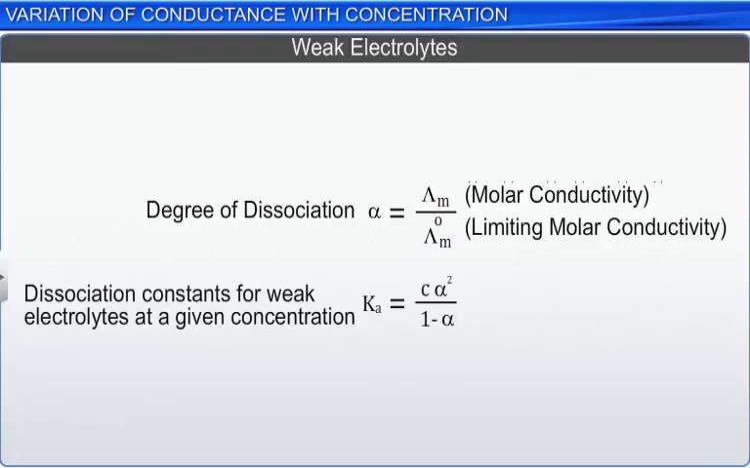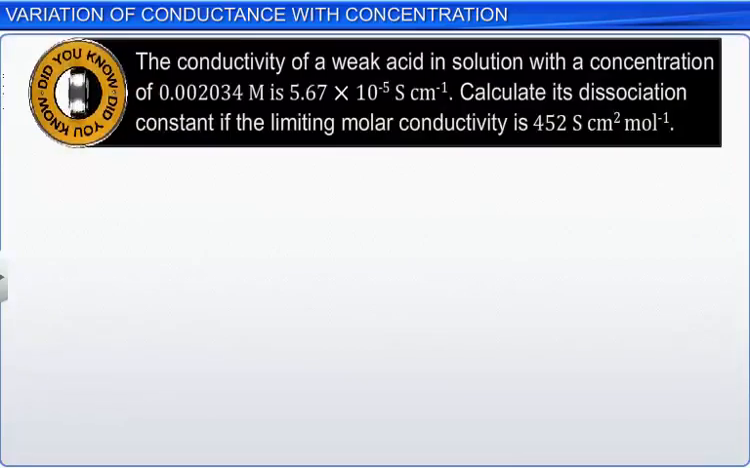Here is a typical problem. The conductivity of a weak acid in solution with a concentration of 0.002034 molar is 5.67 into 10 to the power minus 5 Siemens per centimeter. Calculate its dissociation constant if the limiting molar conductivity is 452 Siemens centimeter square per mole. Try to solve this problem on your own before checking the solution.